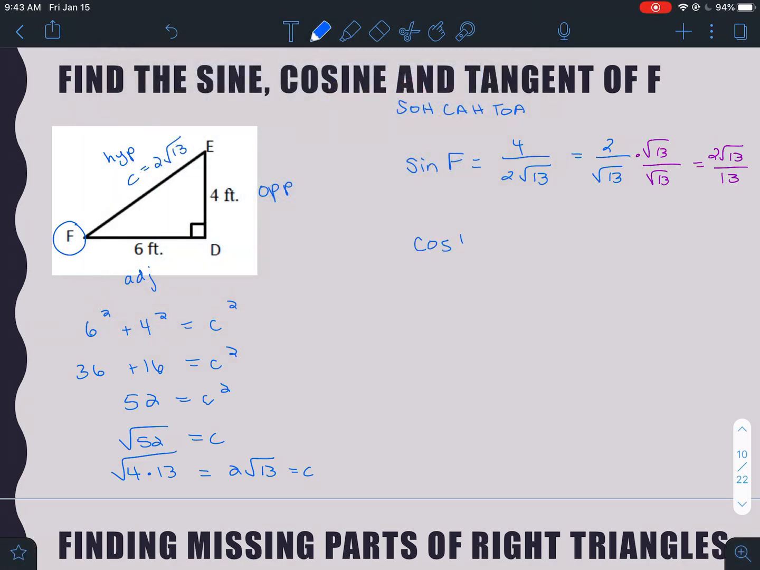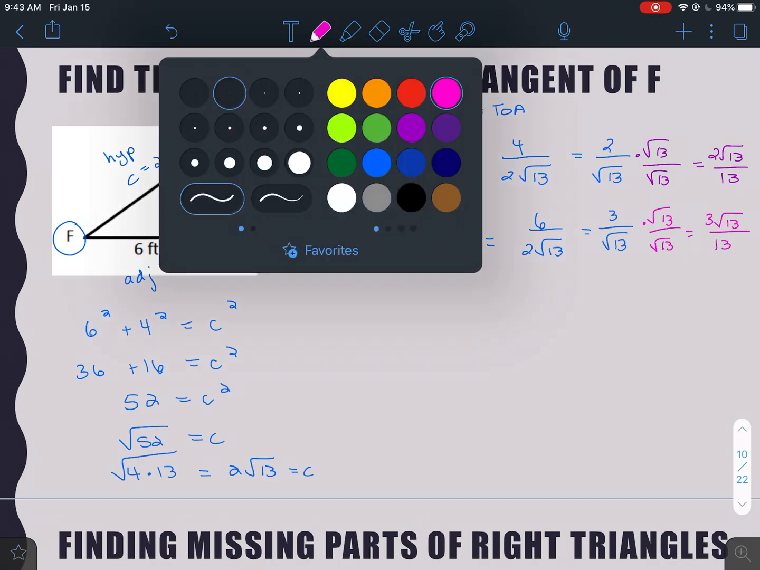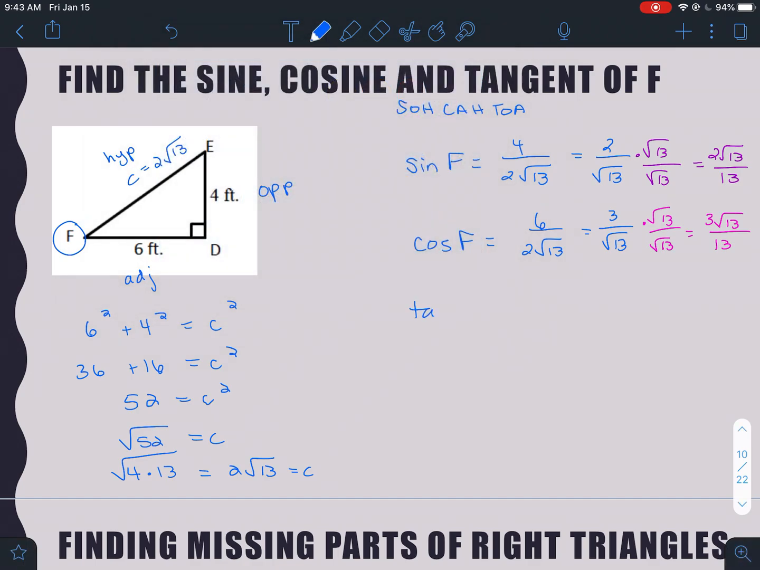The cosine of angle F would be the adjacent side over the hypotenuse, so it would be 6 over 2 root 13. And so we can simplify this to 3 over root 13 and then rationalize. So multiply top and bottom by square root 13 and square root 13. And so we would have 3 square root 13 over 13. And then the tangent of angle F is opposite over adjacent, so it would be 4 over 6, which would reduce to 2/3.